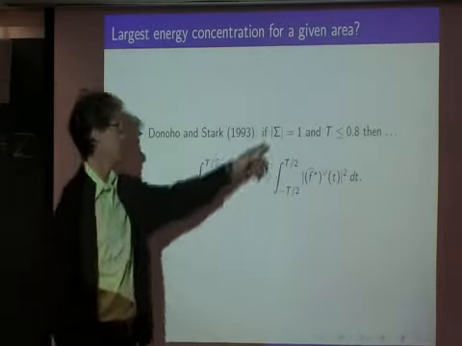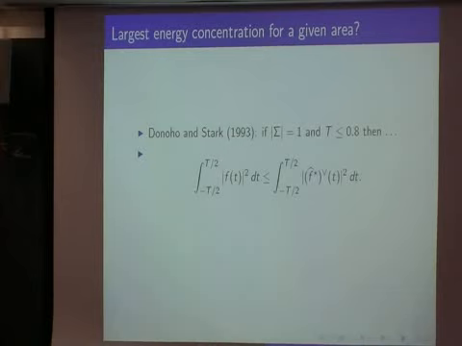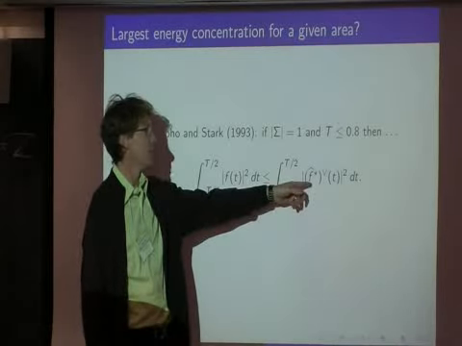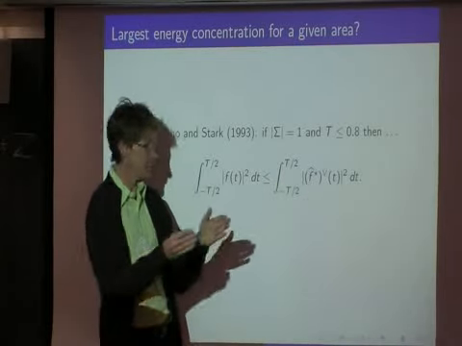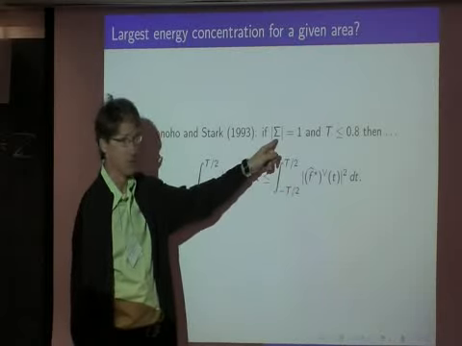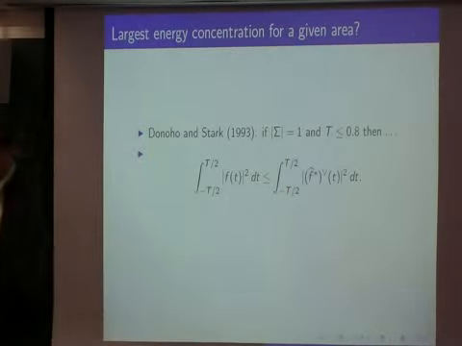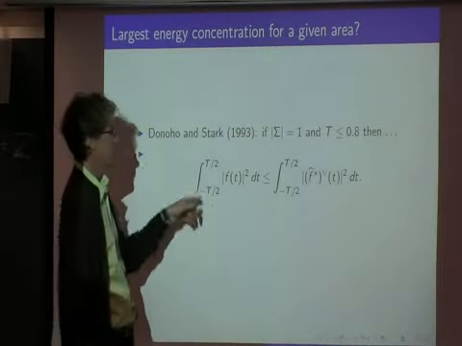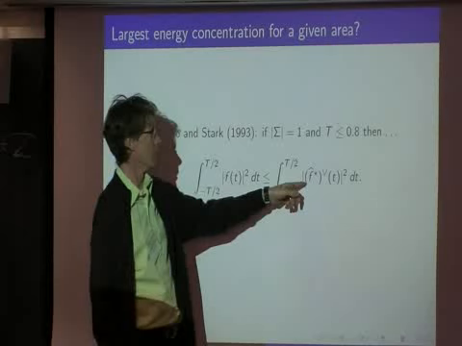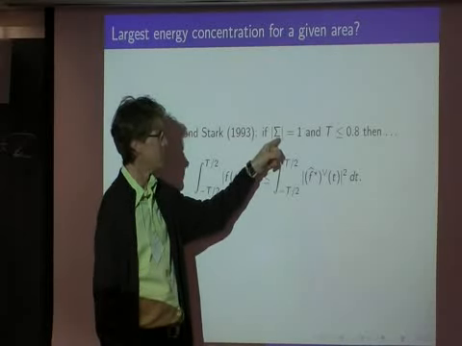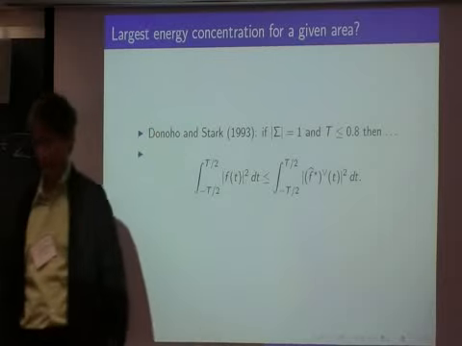And what they show is, if the measure of sigma is 1 and the time interval is less than or equal to 0.8, then it's best to put all of the energy into an interval centered at the origin. So you're going to get the most energy in this time interval if the frequency support, constrained to have measure 1, is an interval.